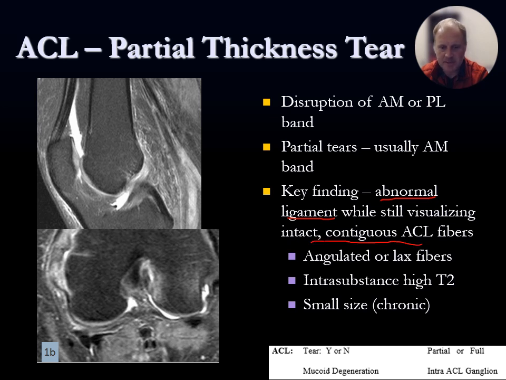So what can the abnormality be? It might be angulated or lax fibers, intrasubstance tears, or an overall small size on the chronic timeline. So here's a couple examples of this. Often the history is helpful. You know there was an injury and you're looking at the ACL, really looking for tears very carefully, and you think it's there, but either it's edematous and a little bit thickened, or it has some other abnormality but does have still intact fibers.